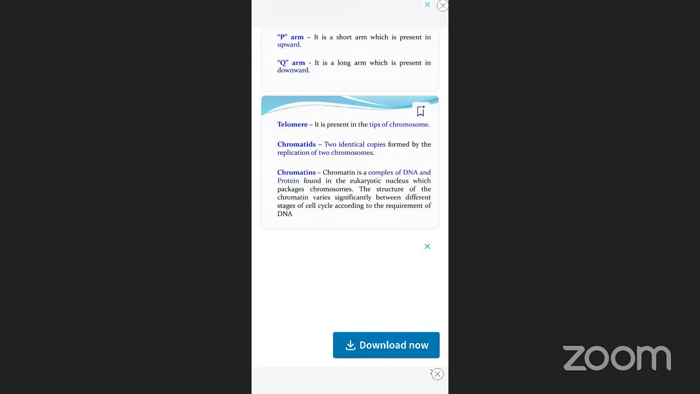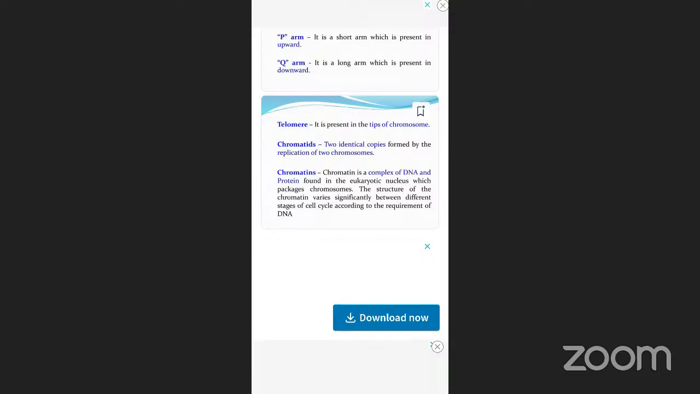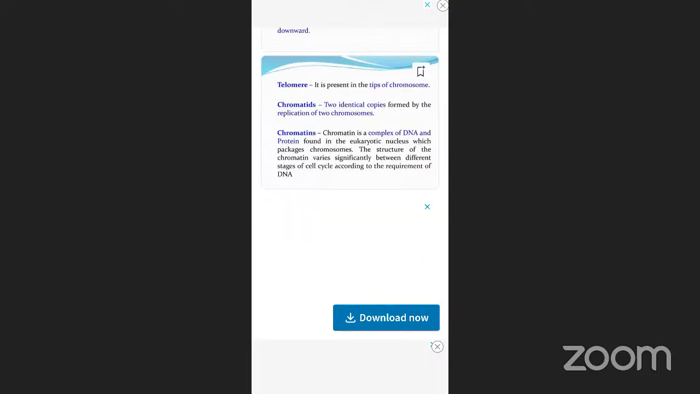Chromatin. What is the importance of chromatin? Chromatin is a complex of DNA and protein found in the eukaryotic nucleus, which is packaged into chromosomes. The structure of chromatin varies significantly between different stages of the cell cycle, according to the requirements of the DNA.